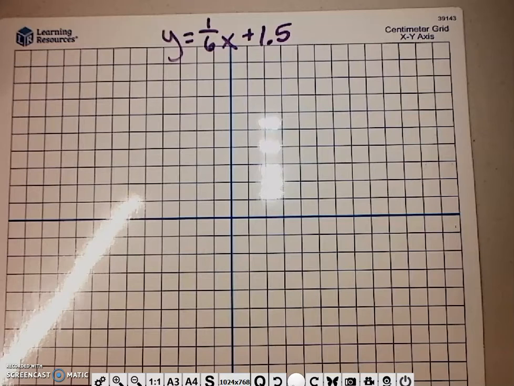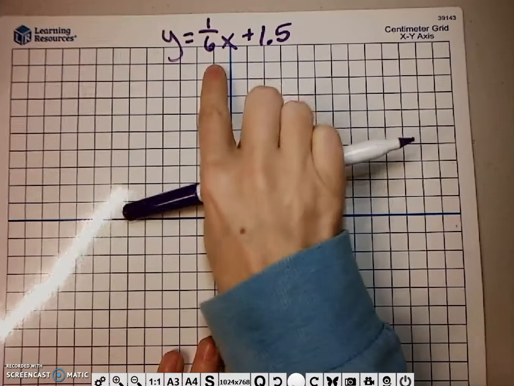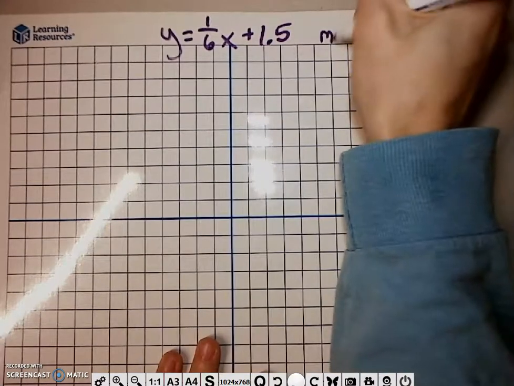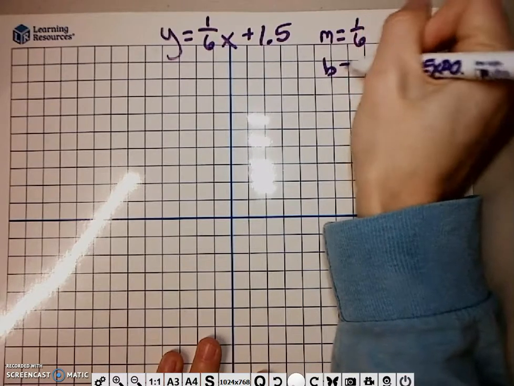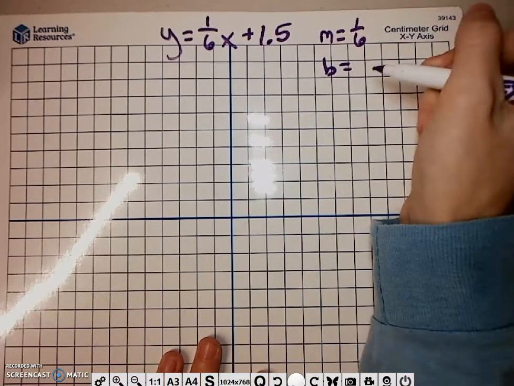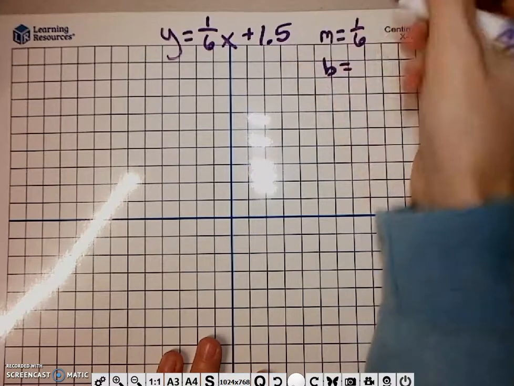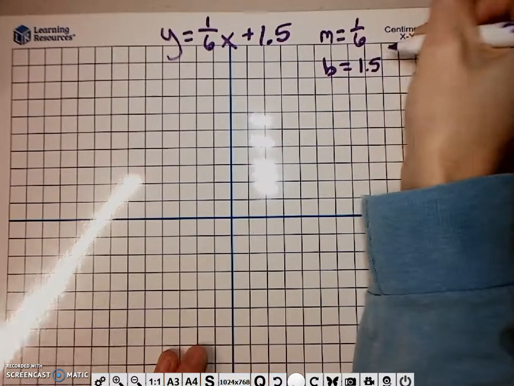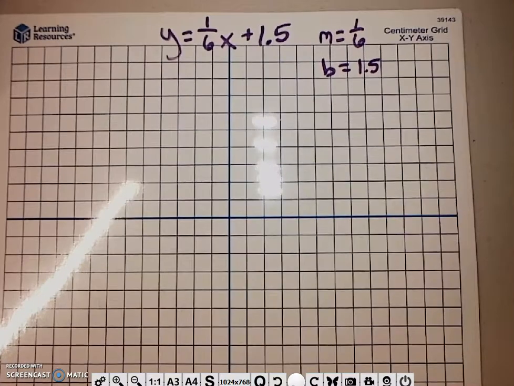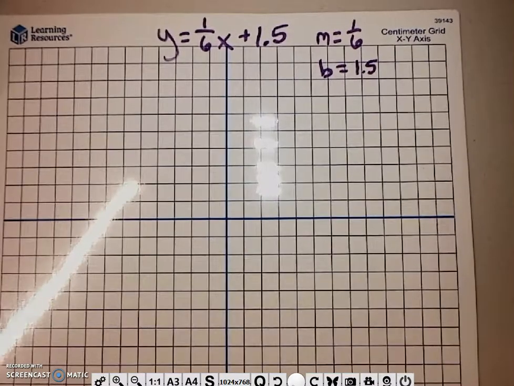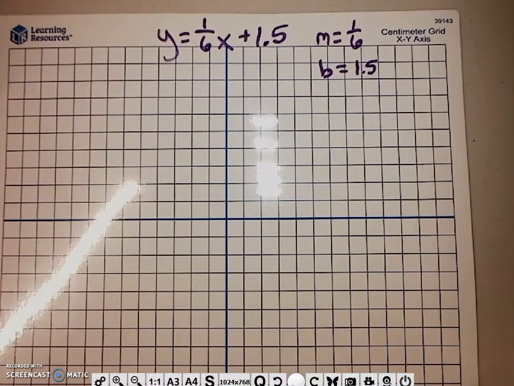Now that I have it in slope-intercept form, I can use the slope, which is 1/6. My slope is m, that's 1/6. And then I can use my y-intercept, which is b. B and y-intercept mean the same thing. My y-intercept is this last number here, so it's positive 1.5. I can use my slope and my y-intercept to graph this line. Those are the 2 points of information that I need to graph this line.